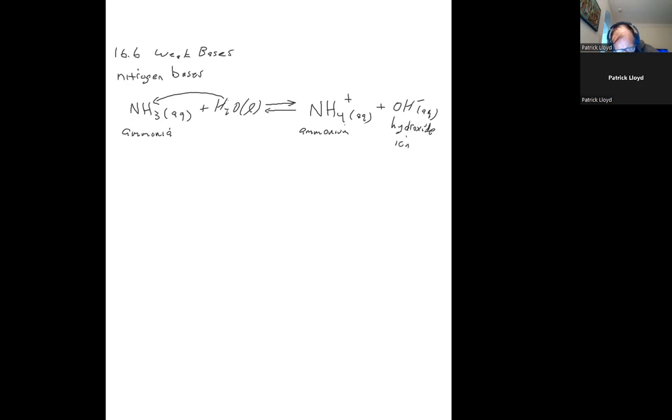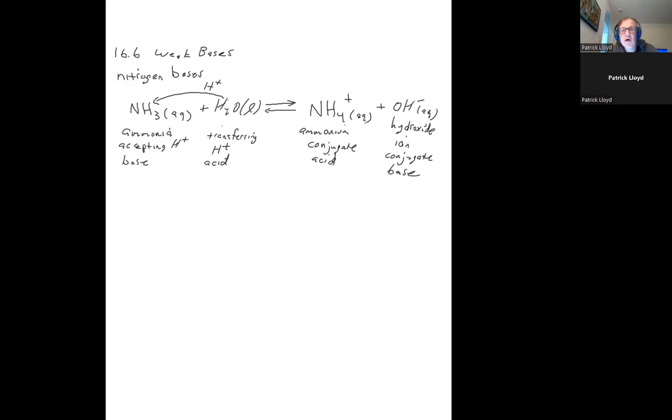If you think about it, if the proton is moving from the water to the ammonia, then the ammonia is accepting the H+, which would make it a base, right? That's our Bronsted-Lowry base. The water is donating or transferring the H+, so we would call it an acid. This over here would be the conjugate acid. Remember, the product side are conjugates, so that's the conjugate acid, and this is the conjugate base.